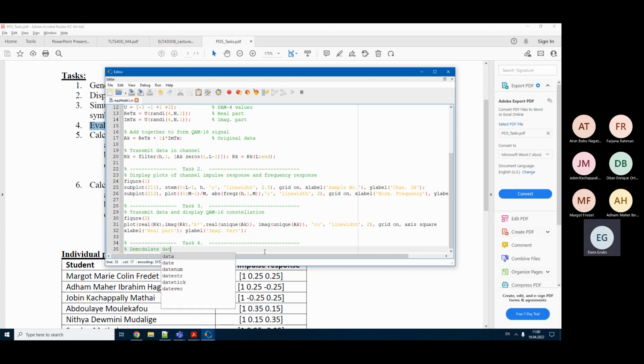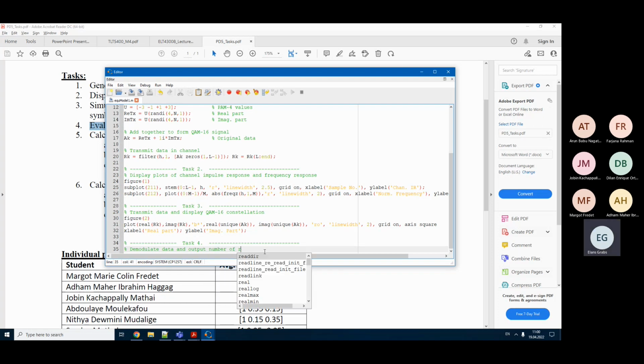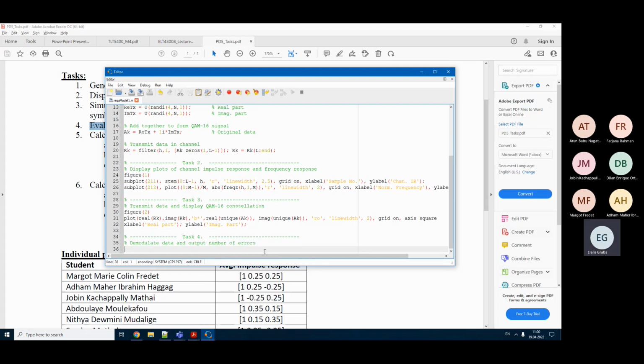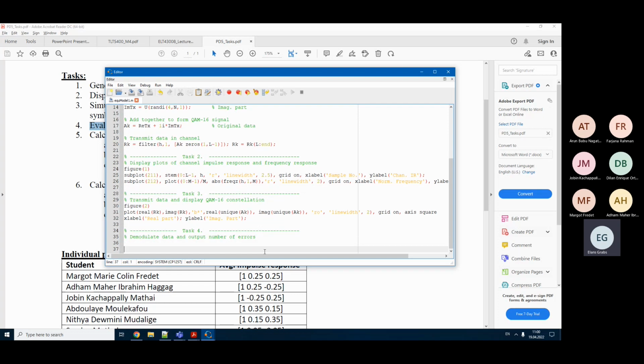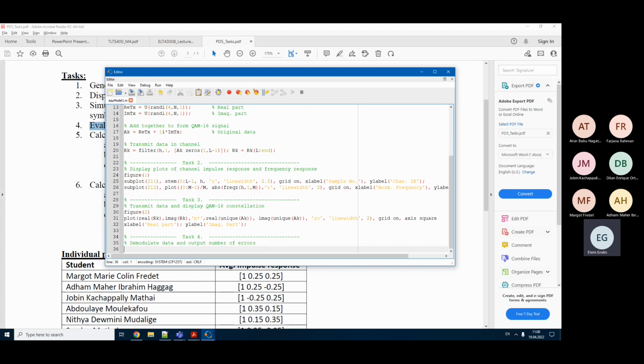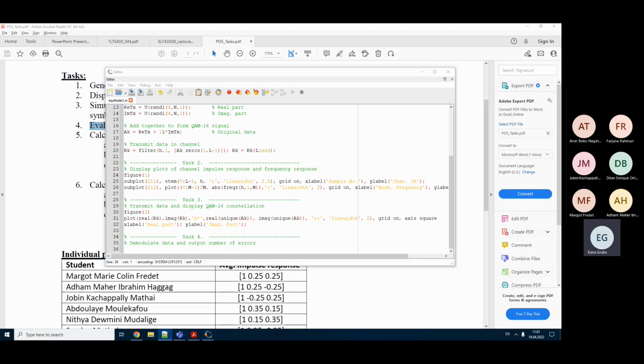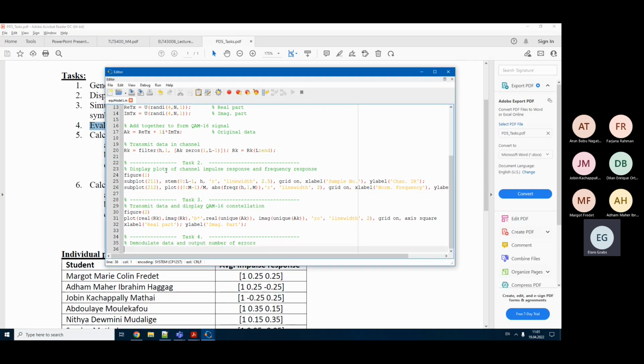Task 4. Demodulate data and output the number of errors. That's what we are going to do here. For that reason, we need to make the demodulator. So let's make this demodulator first here in the code, and then we are going to format it as a separate function in a separate file so that we can easily call it with a single line.